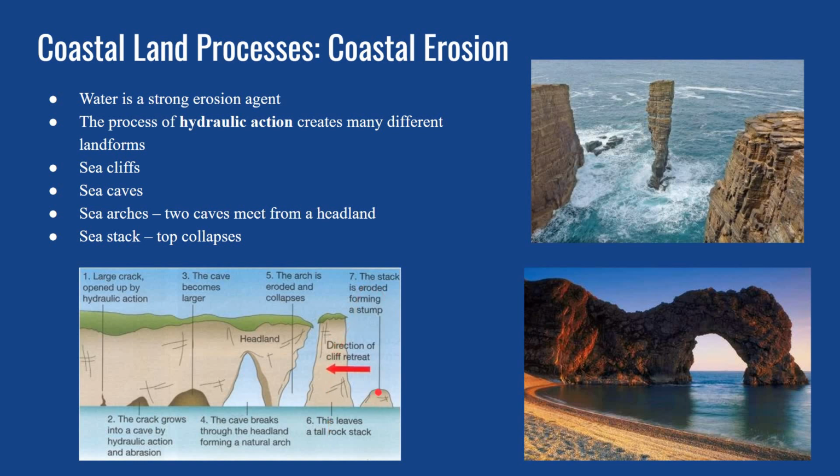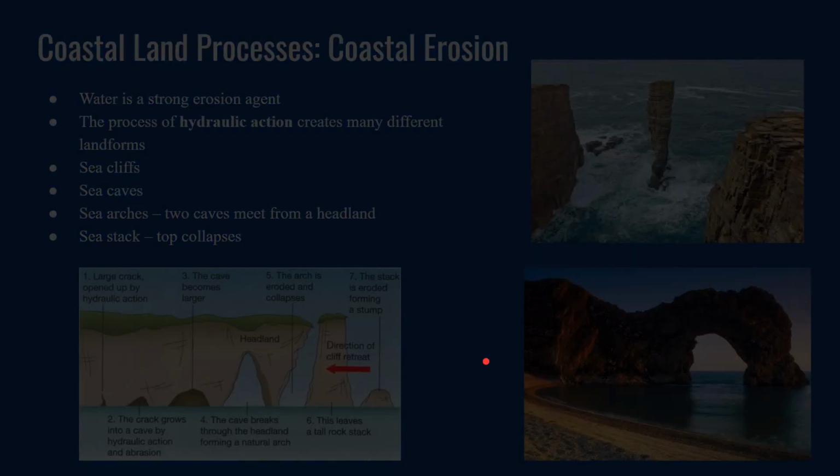collapse, forming a stump. And then step 8, not on this diagram, is eventually the stump gets eroded and there's nothing else there. And usually below all this, there will be a shallow wave cut platform, because the waves only erode to a certain depth, so it can be a fairly shallow and flat layer of rock under all this.